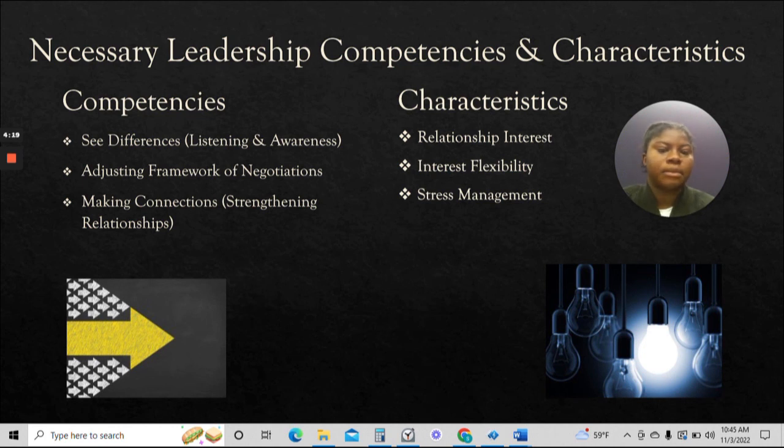actions. Necessary leadership competencies in negotiations include seeing differences, that's listening and awareness, adjusting the framework of negotiations, making connections that strengthen the relationship between both countries, relationship interest in flexibility, and stress management.